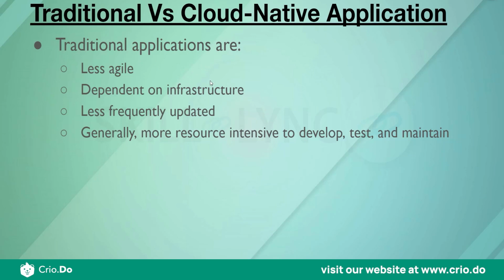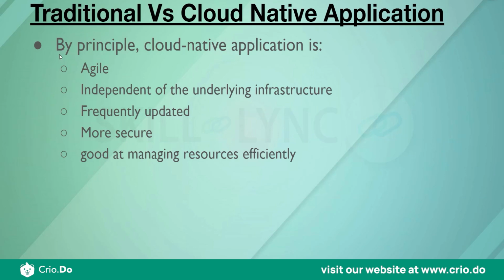Whereas in Agile, since we are breaking down the application into small chunks and iterating over time, it is quite easy for us to implement all these changes in the next cycle or the next iteration. If you contrast that with cloud native applications, by principle we can say the cloud native application is agile, independent of underlying infrastructure, frequently updated, more secure, and good at managing resources efficiently.